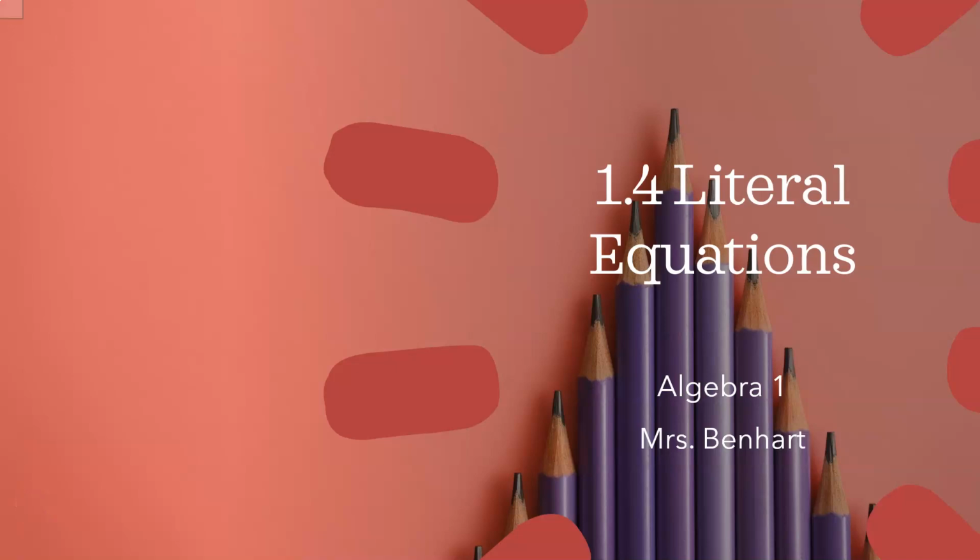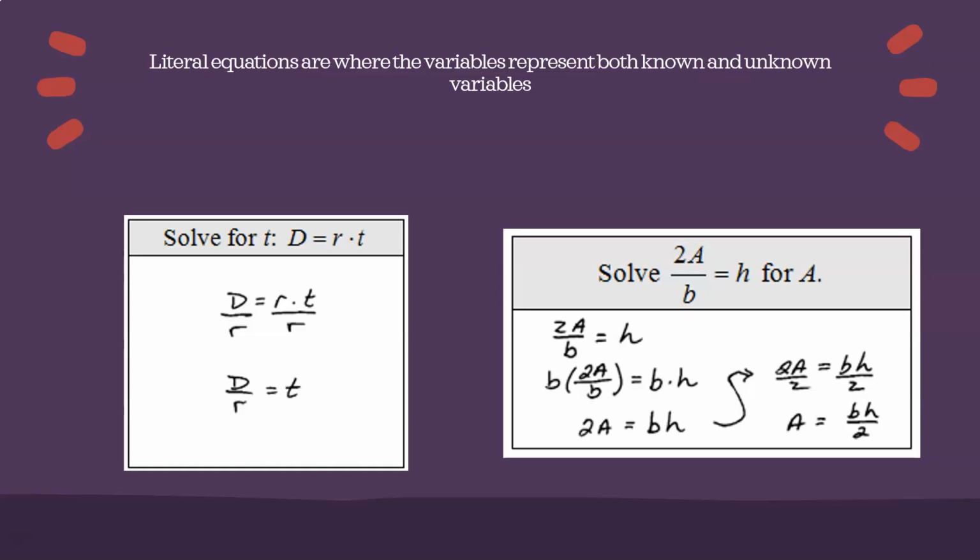All right, section 1.4 is called literal equations. Literal equations are when the variables represent both known and unknown variables. These are pictures of literal equations. Distance equals rate times time. In science, you're going to be rearranging that so that you're solving for time.